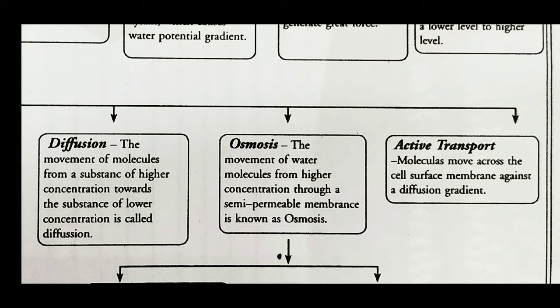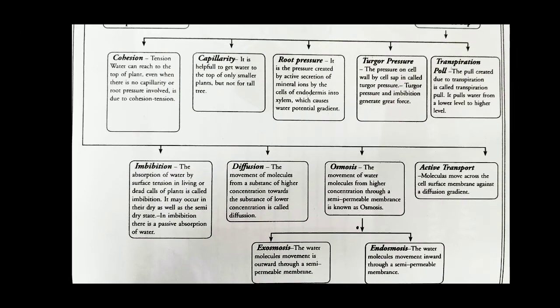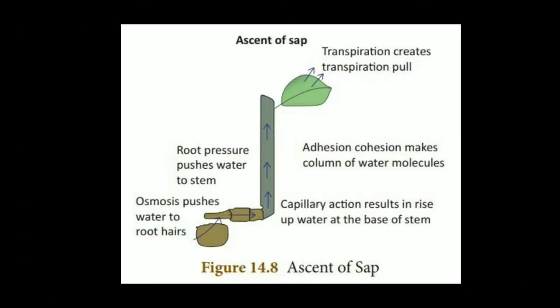And we can understand this topic in the ascent of sap. As you can see in the image, the ascent of sap is the movement which is upward against the concentration gradient. So ascent of sap is the upward movement of water inside a plant. Here, from the left down corner, you see on top transpiration creates a pull.